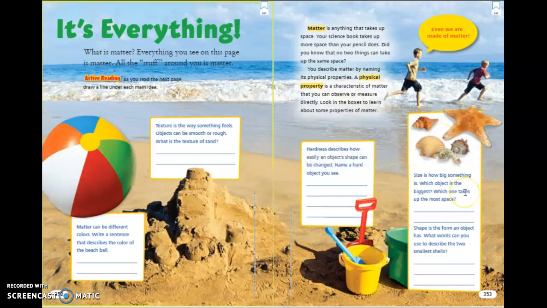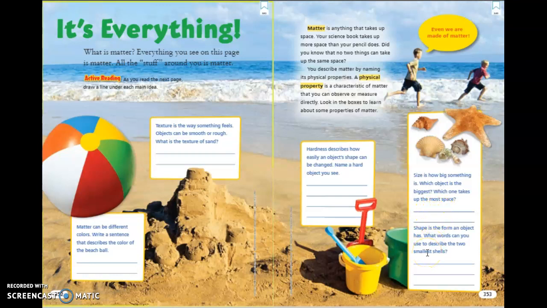Next one. Size is how big something is. Which object is the biggest? Which one takes up the most space? Pause the video and write the answer below. Now you should have written something like this. The sea star, this one right here, was the biggest and takes up the most space.